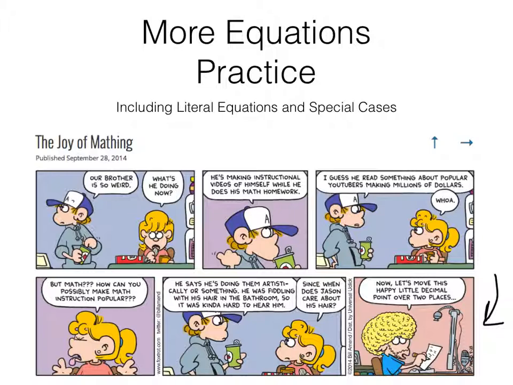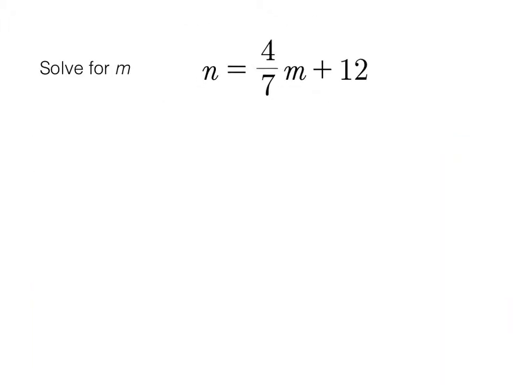All right, let's get started. All right, so we're going to do some literal equations practice first. So we have n equals 4/7 m plus 12, and we're going to solve for m.